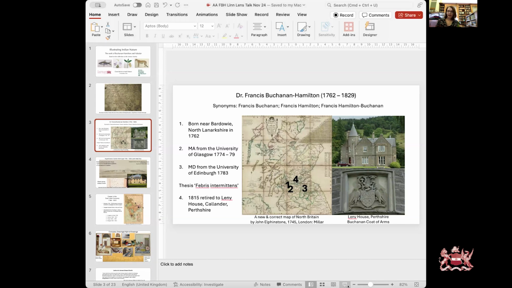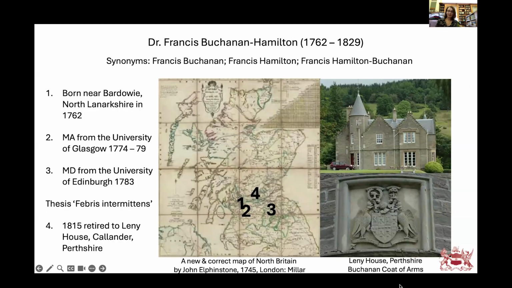And he's also known in other circles, I think primarily ichthyology, as Francis Hamilton Buchanan. So there's a fair amount of confusion about who this person is, but they are all one and the same person. And I'm going to hand over to Mark now to just give us a very quick biographical sketch, so that you understand kind of who he is and where he came from.